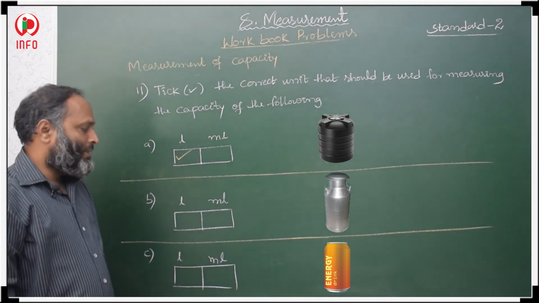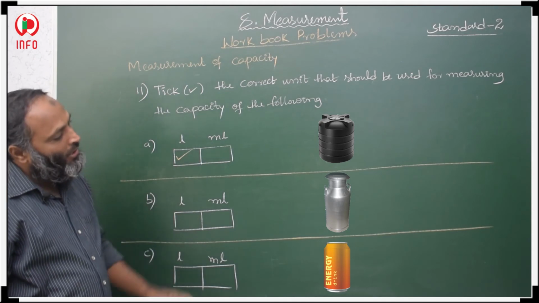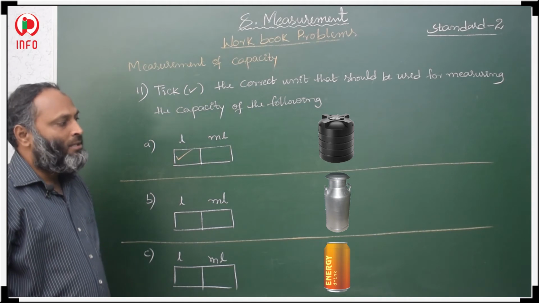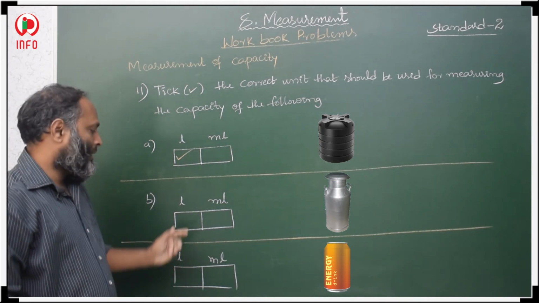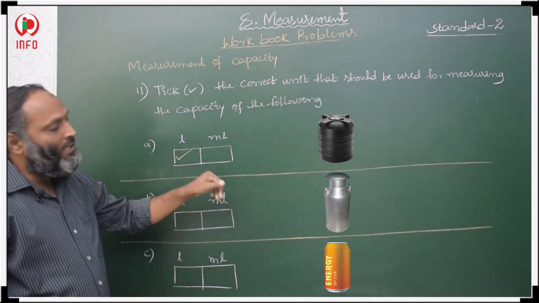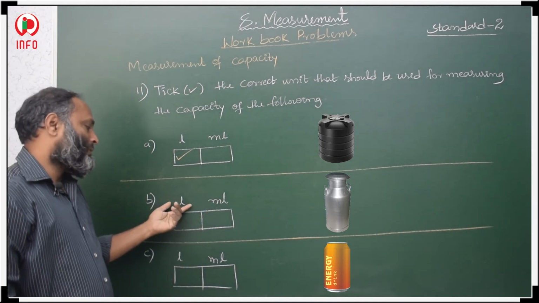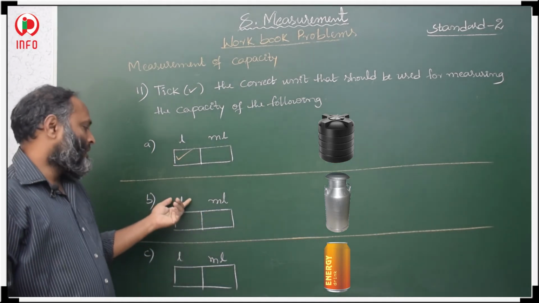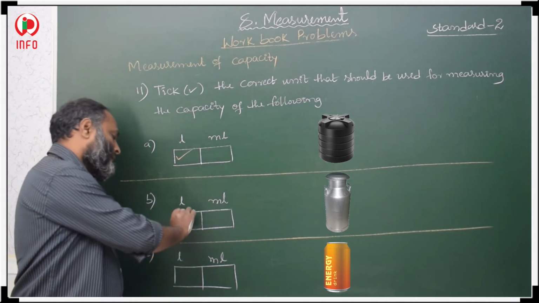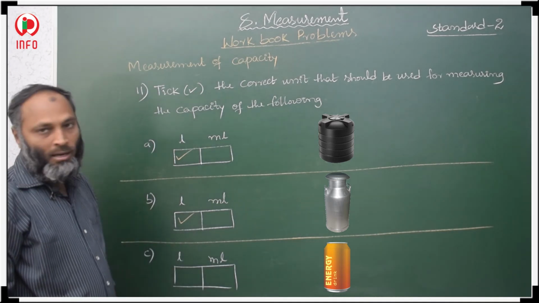Okay. In the second, what he has given? So, here he has given milk can. So, milk also we can measure with liters. Milk can is also holding greater capacity. So, greater capacity means we have to use greater units. Liters is a greater unit and milliliters are the smaller units. So, we have to use liters to measure milk quantity.